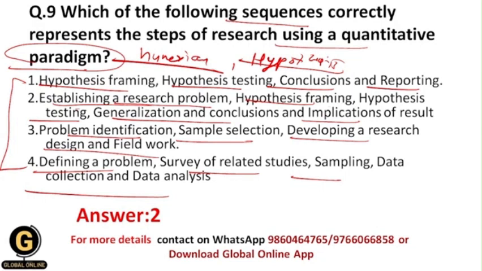Then your second step should be hypothesis framing, that is formulation of a hypothesis. Then your third step should be hypothesis testing. Then after the testing part you are going to generalize your results to the target population, then you will get conclusions, and after all you are going to implicate your results. Okay, and that's why the correct answer should be 2 over here.